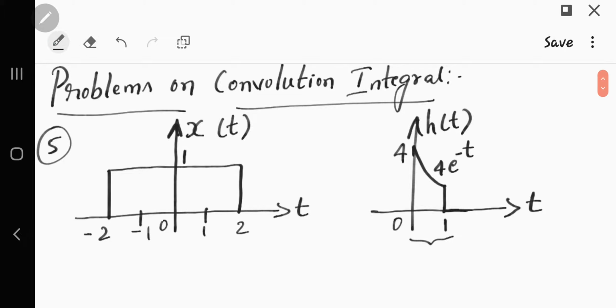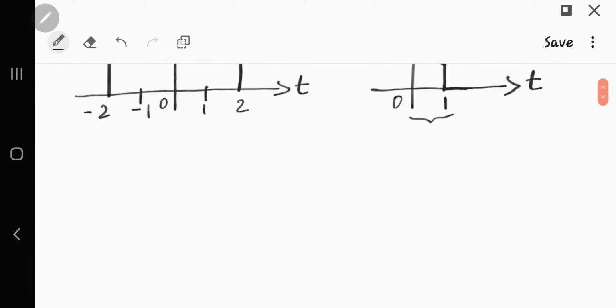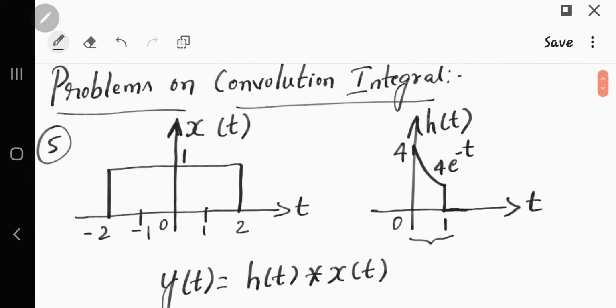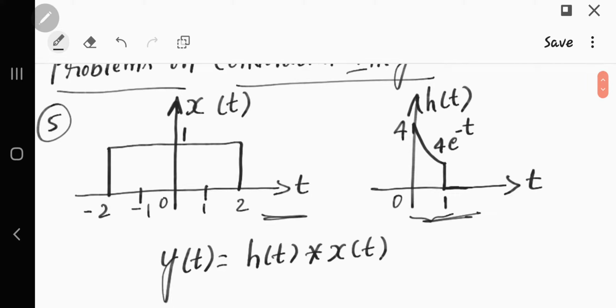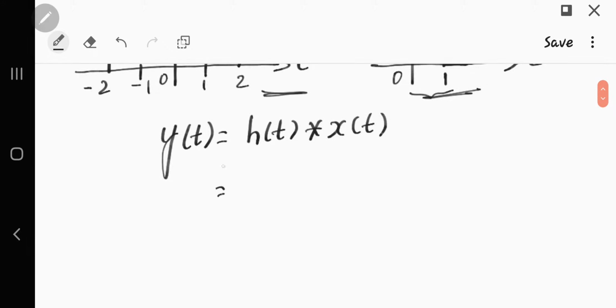We can perform convolution in both ways, that is x of t convolved with h of t or h of t convolved with x of t. So I will go with this method. Looking at the signals, I will go with h of t convolved with x of t. That means I want this signal to be static and this should be the time shifting one.